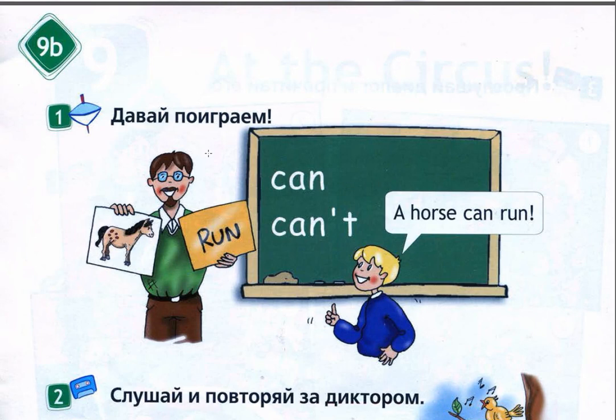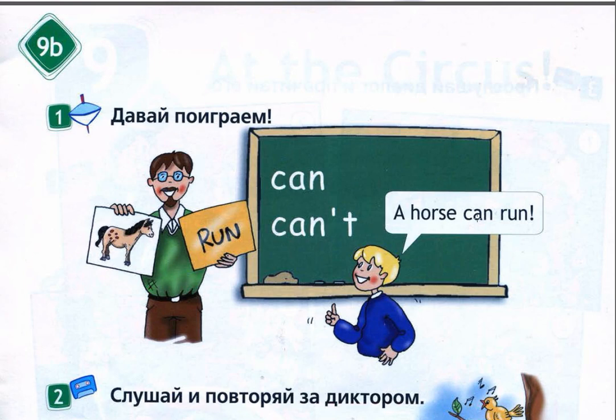Boys and girls, my dear friends, we begin our work. Exercise number 1, page number 72. Open your books, please. Exercise number 1. Давай поиграем. Can – умеет, может. Can't – не умеет, не может.